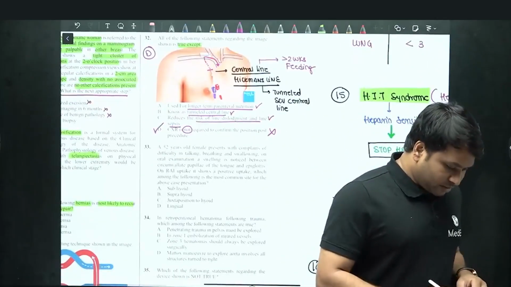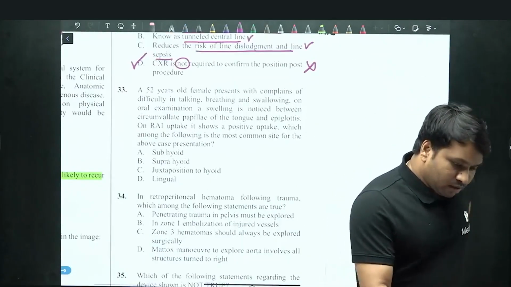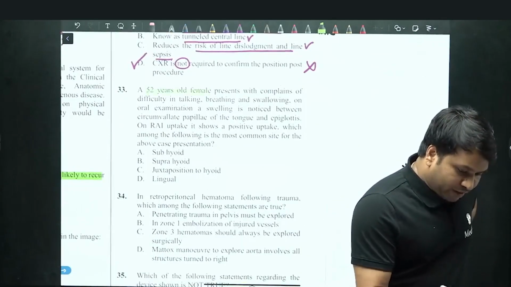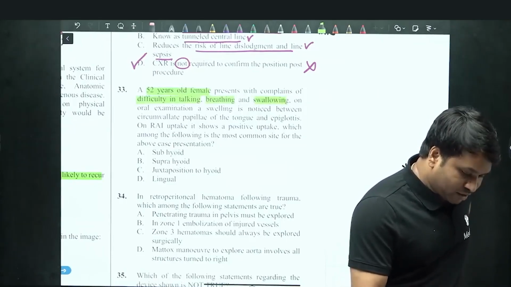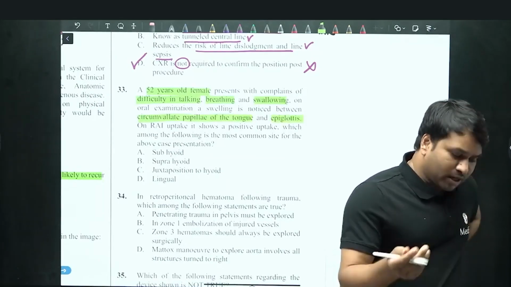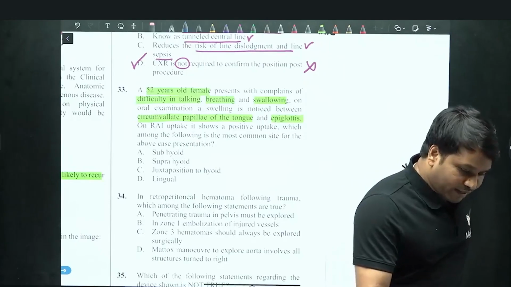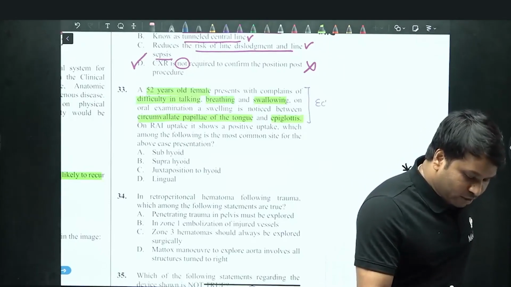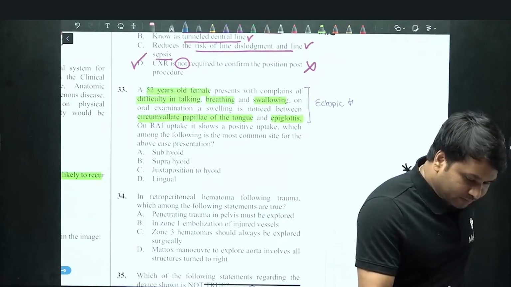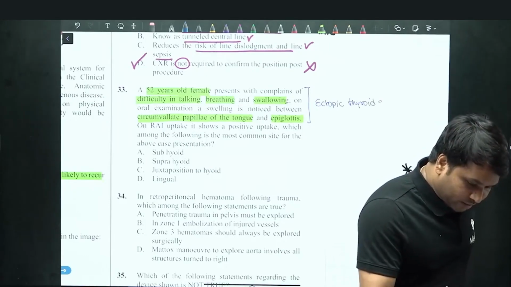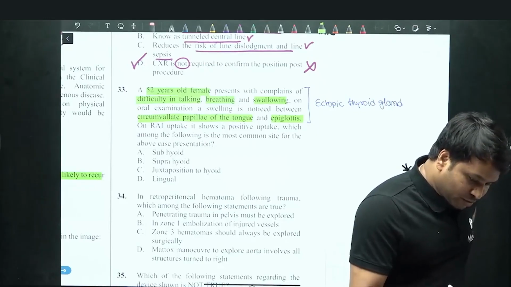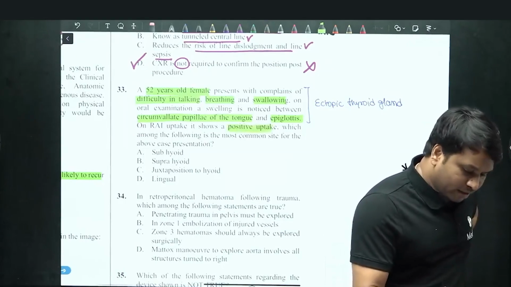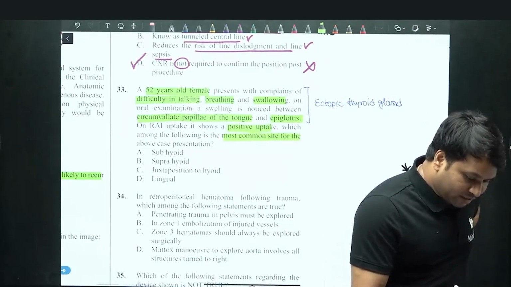Right. Question number 33. A 52-year-old female presents with complaints of difficulty in talking, breathing, and swallowing. On oral examination, a swelling is noticed between the circumvallate papilla of the tongue and the epiglottis. So right now, I have the diagnosis of ectopic thyroid gland. On radioactive iodine uptake, it shows a positive uptake, telling you it is an ectopic thyroid gland. Which of the following is the most common site for the above case?